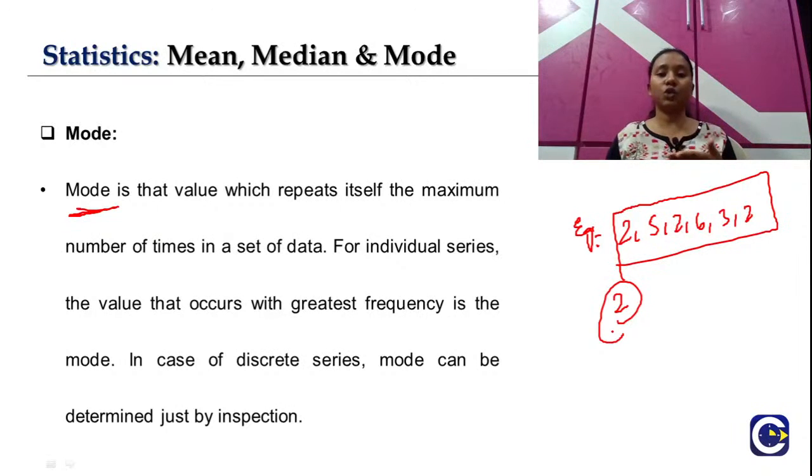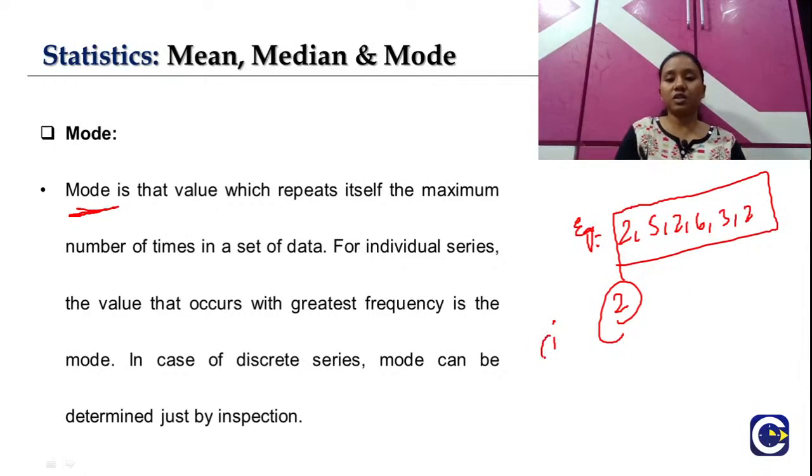For any individual series, you can find the mode value by checking the frequency of each value. If it's a discrete series, the frequency will always be given. So in that series, by inspection itself, we can state the mode for that given data. Whereas when it comes to the continuous series, we will have a separate formula to find the mode of the data.